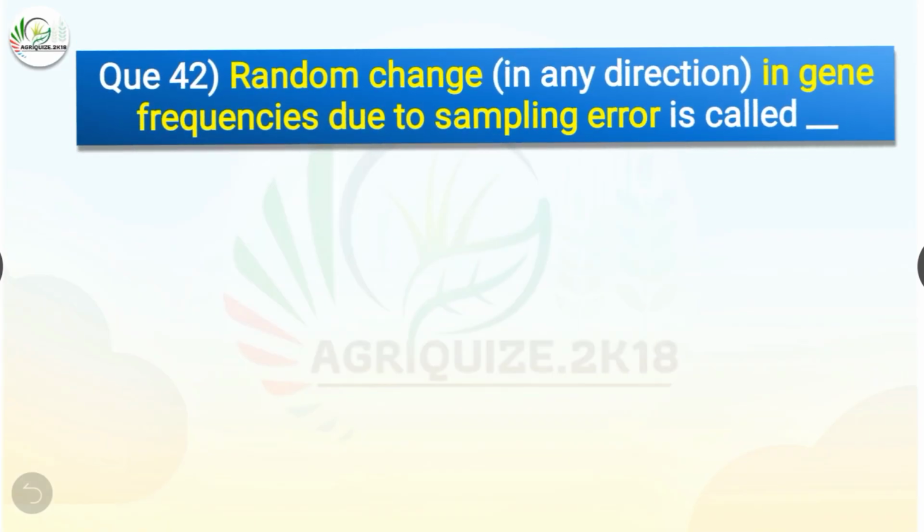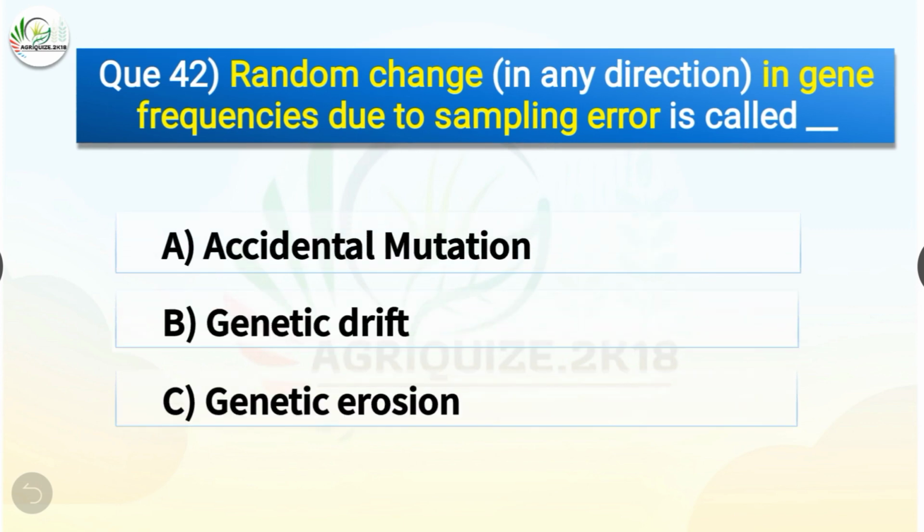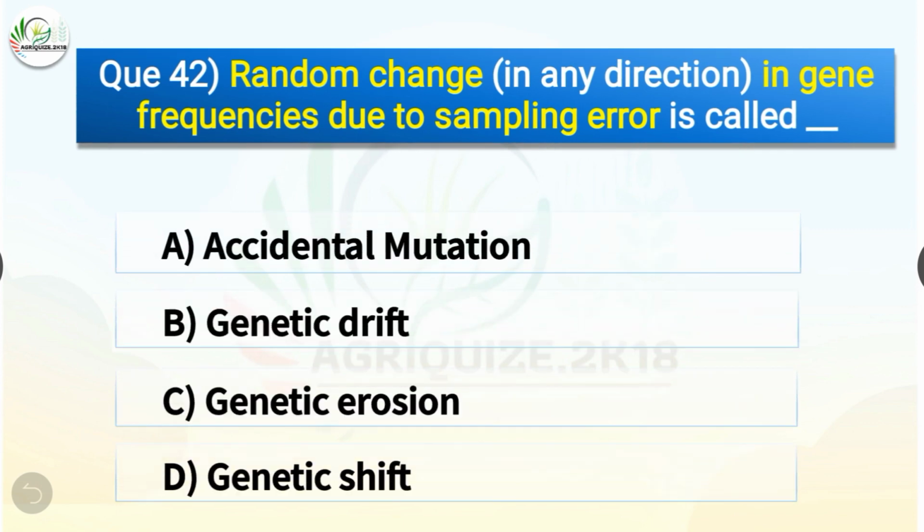Question number 42. Random change in gene frequencies due to sampling error is called dash. The options are accidental mutation, genetic drift, genetic erosion, or genetic shift. The correct answer is option B, genetic drift. So random change in any direction in gene frequencies due to sampling error is called genetic drift.